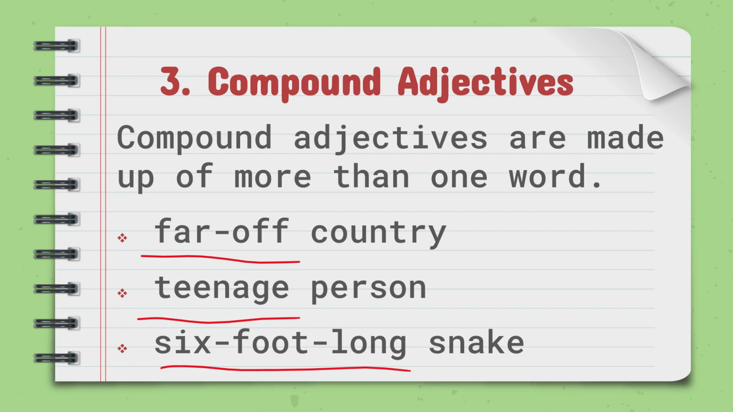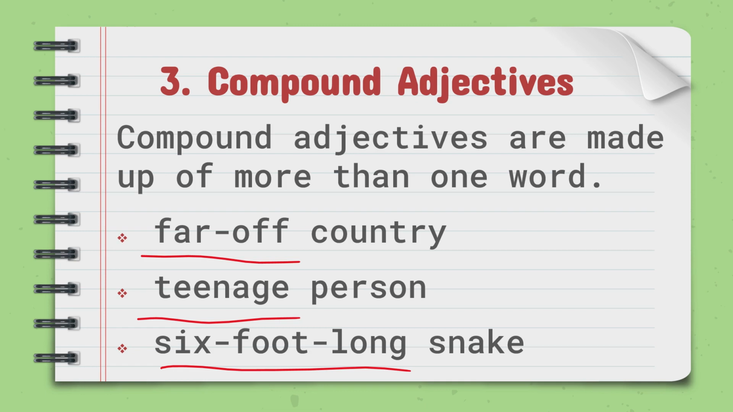Far off country. Then we have teenage person. Person is noun and teenage is compound adjective. It is made up of two words, teen and age. Combining those two words, we have teenage. So teenage is adjective, compound adjective.